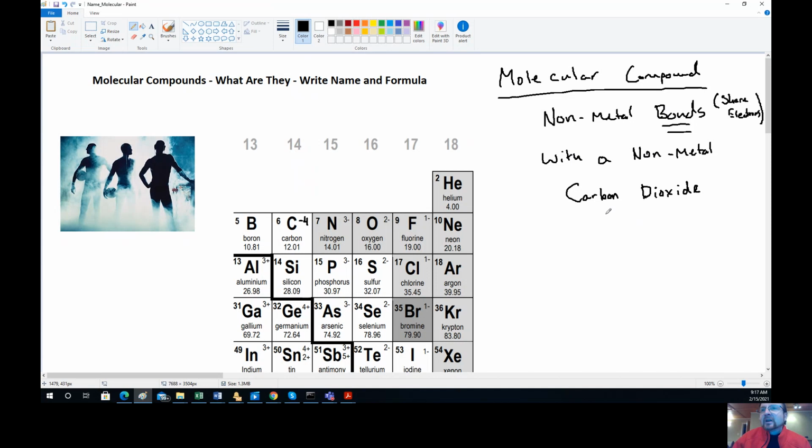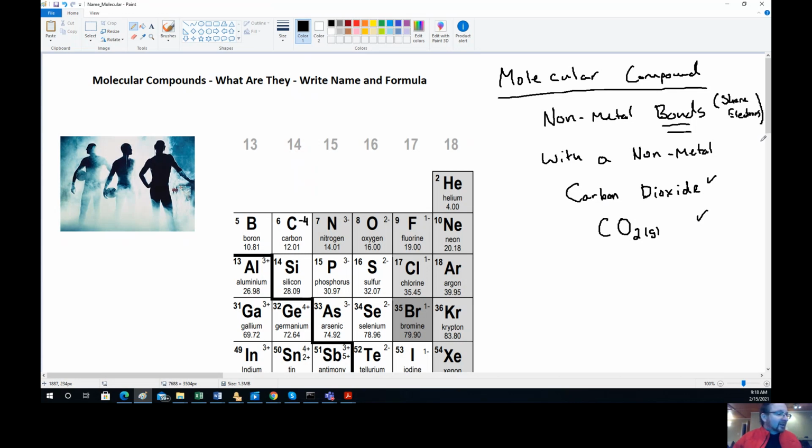So what happens here, right in the name basically, tells you how to write the formula. We just say carbon, it means 1 carbon. We don't have to say monocarbon. Dioxide, so it's 2 oxygens, it's a gas. You don't need to be able to figure out the state of matter. You do need to be able to figure out the name and or formula for a molecular compound.